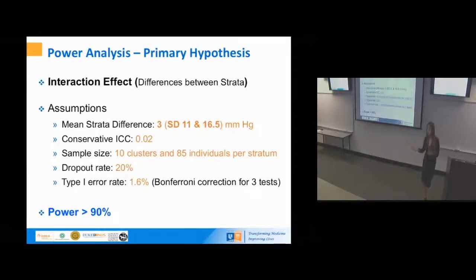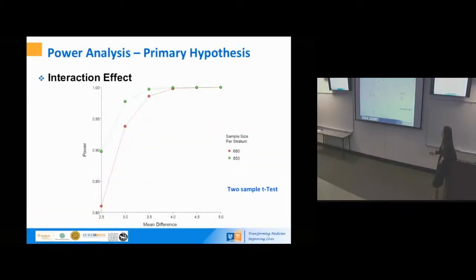Interaction effect, what if it's different, right? What if in 2 countries blood pressure declines by 9, and in one country it declines by 6, or in one country it declines by 3, and one country by 6. So we have enough power to look at these interactions, and we've done a Bonferroni correction for that. So for 10 clusters, 85 per stratum, right? More than 90% power. And this is our power curve for the interaction effect.